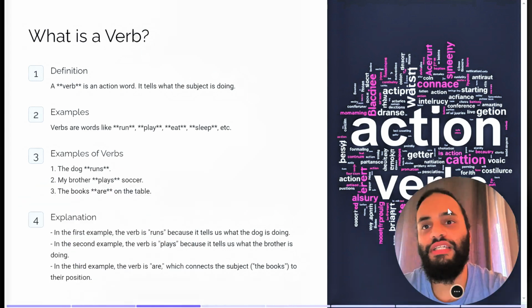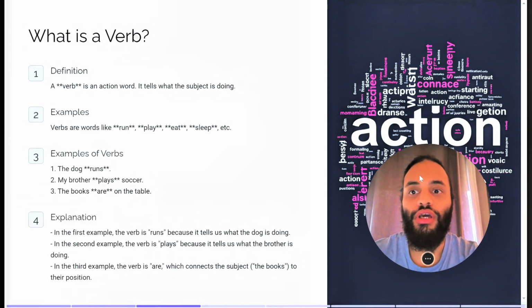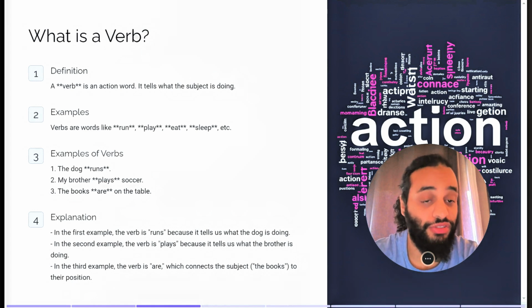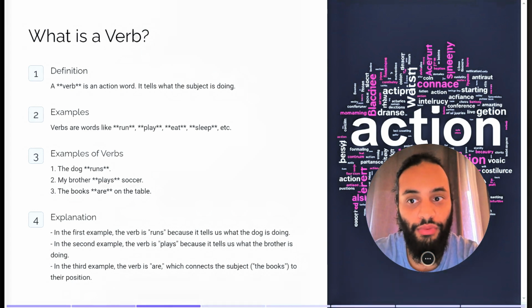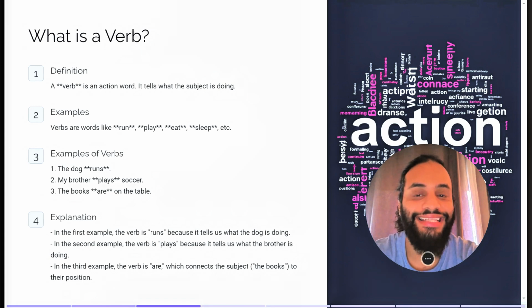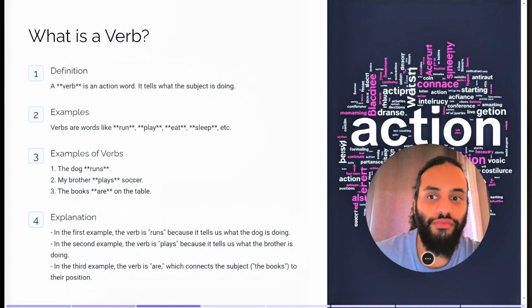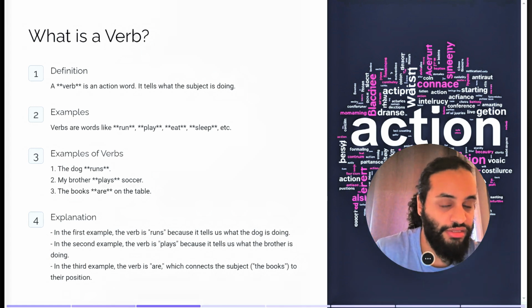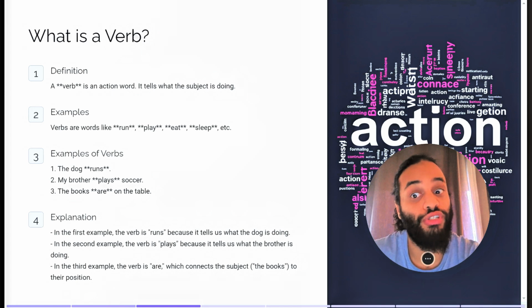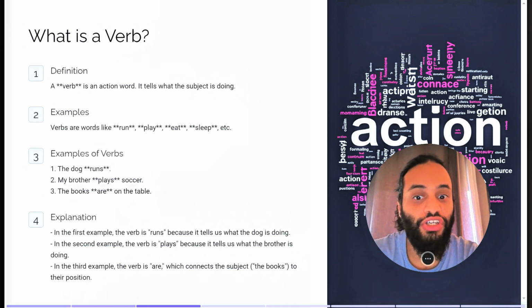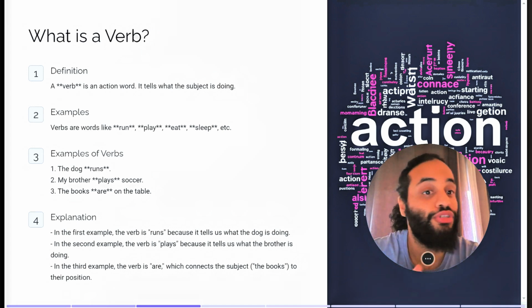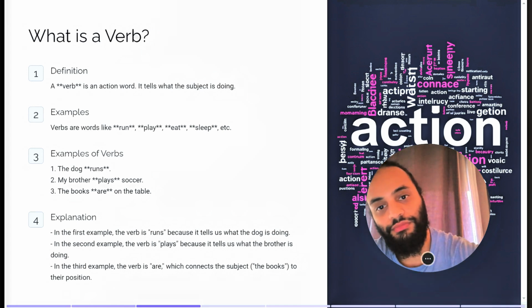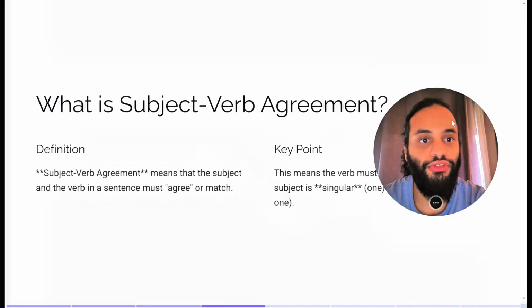Okay, so what is a verb? A verb is an action word. It tells you what the subject is doing. So for example, the verbs run, play, eat, sleep tell you what the subject is doing. For example, the dog runs. Runs is the verb. It explains what the dog is doing, right? My brother plays soccer. Plays tells you what the brother's doing. The books are on the table. The third example is a verb that connects the subject to the books. Okay, let's move on and get into the juicy part.